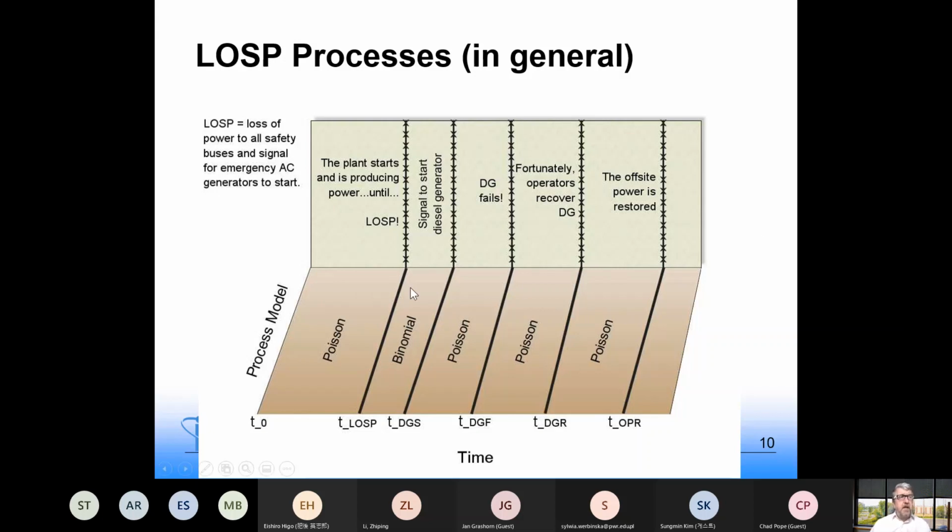So again, take all of these model declarations with a little bit of grain of salt, because these are all just my assignments. I'm saying Poisson represents this, Poisson represents this, binomial represents that. I need to justify that. And again, there are ways to do that.